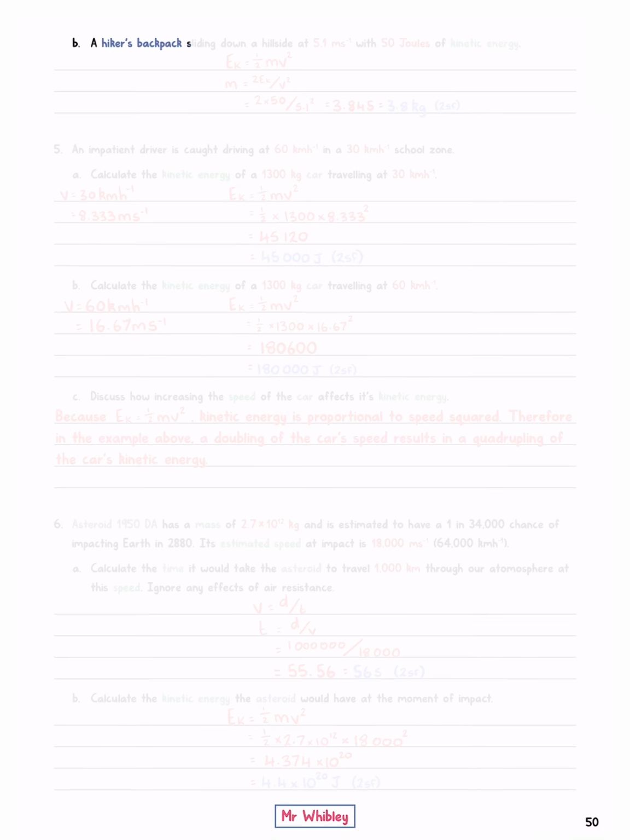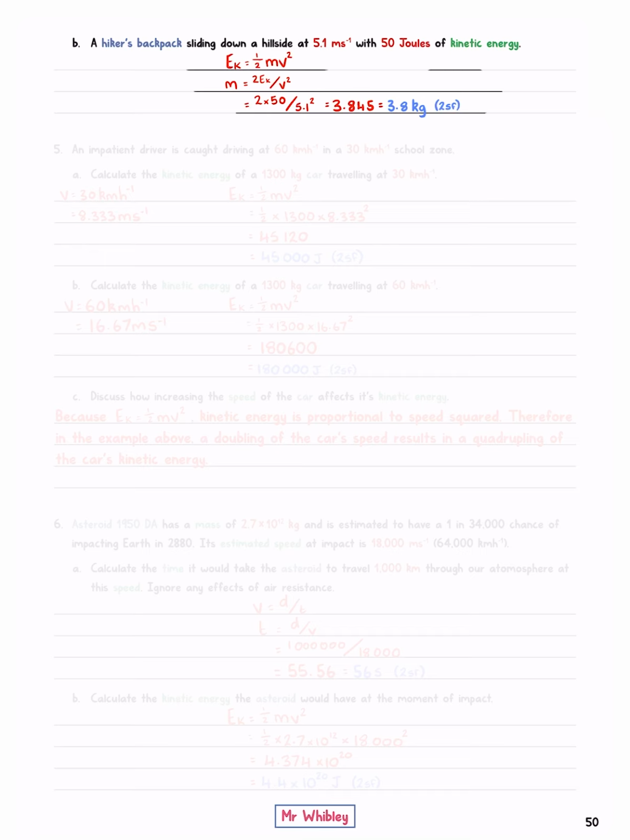A hiker's backpack sliding down a hillside at 5.1 meters per second with 50 joules of kinetic energy. We have our kinetic energy equation, once again solving it for mass by doubling both sides and dividing by v squared, putting our numbers in, gives me 3.845 or 3.8 kilograms to two significant figures.